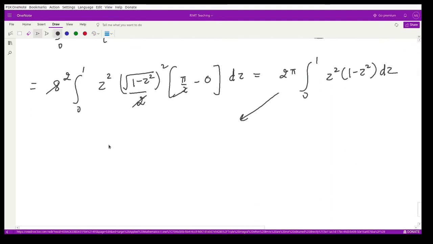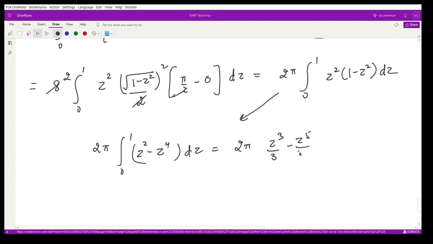So how can you solve this? 2 pi as such, 0 to 1 z square minus z to the power 4 dz. So its integration simply is z cube by 3 minus z power 5 by 5, and then the limits of integration z varying from 0 to 1. So this is equal to 4 pi divided by 15. This is the final answer. So I hope this topic is clear to you all.